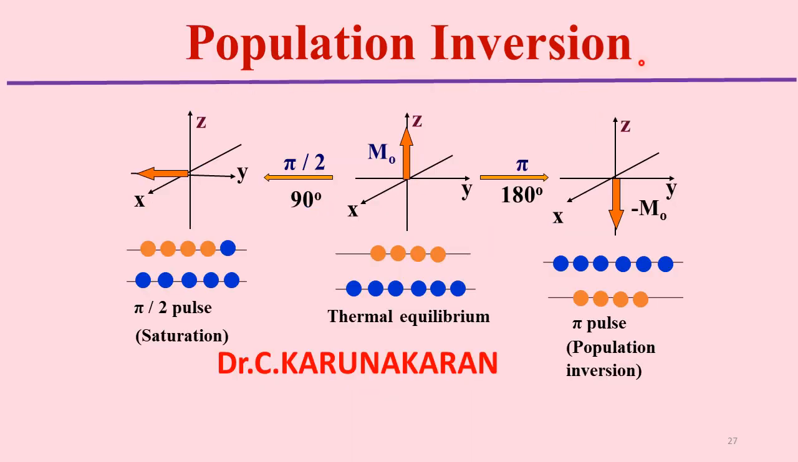What is population inversion? On applying a 180-degree pulse, a pi pulse, when the pulse angle is 180 degrees, the net magnetization is tilted from the plus z to the minus z axis. At that time, the populations of the excited state and ground state are reversed. It is called population inversion. Whereas when you apply a pi by 2 pulse, a 90-degree pulse, the energy levels are saturated. There will be no signal.